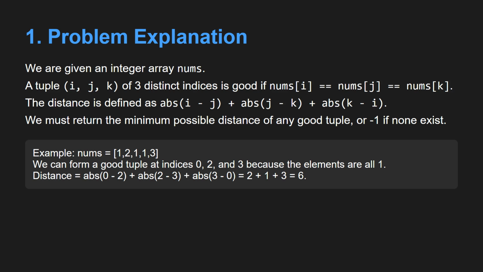For example, if we have the array 1, 2, 1, 1, 3, we can pick the elements at indices 0, 2, and 3, which are all 1. The distance is 2 plus 1 plus 3, which equals 6.